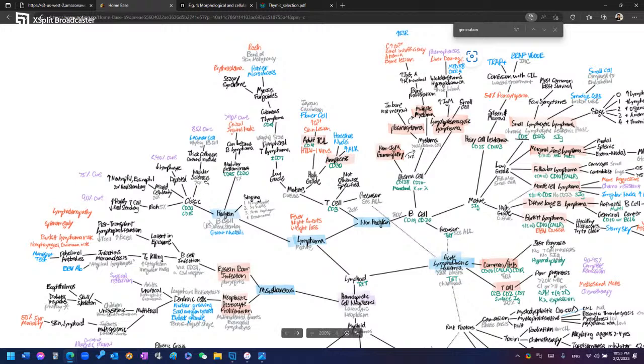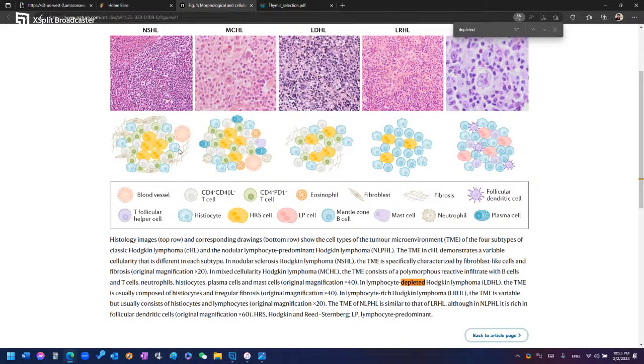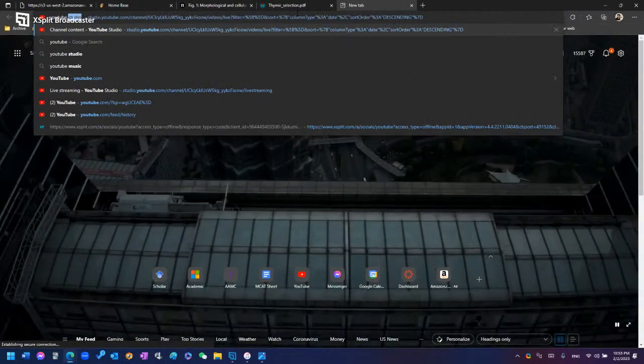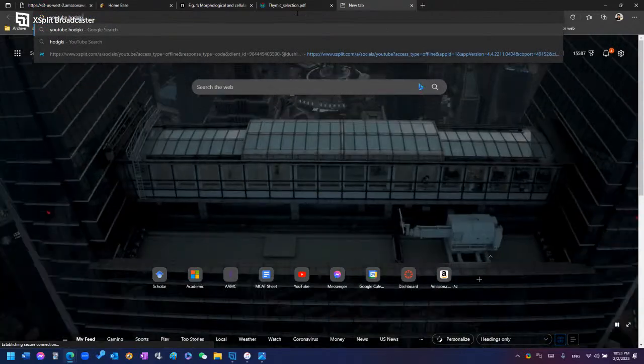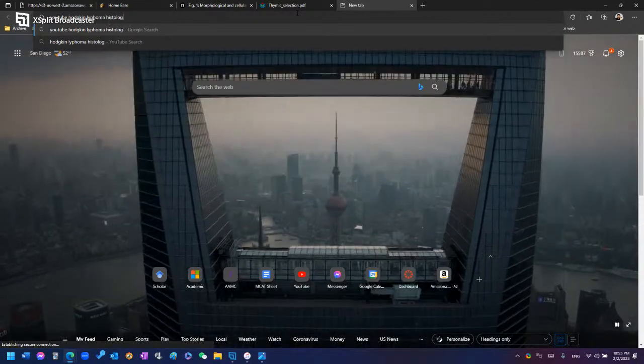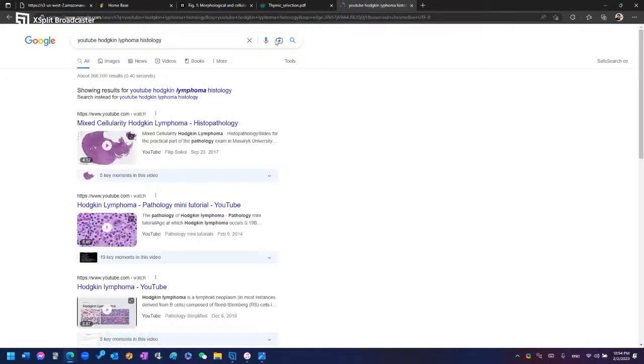The other one is if you have nodular sclerosis, you see collagen bundles around it. That's this one over here. So the fibroblasts are getting in there and changing it up. I don't know if I can see a YouTube video. Maybe it will tell us a thing or two. Let's see.